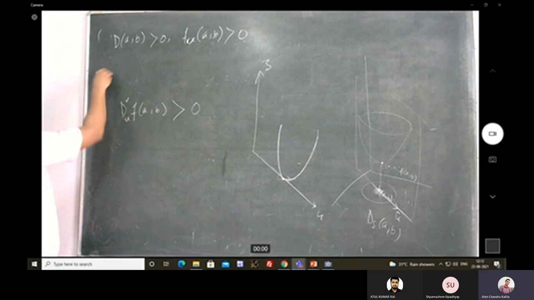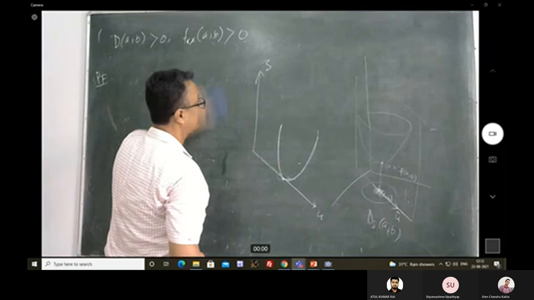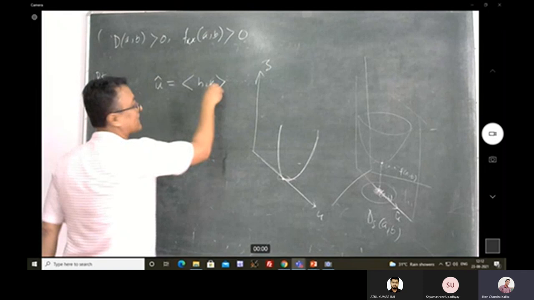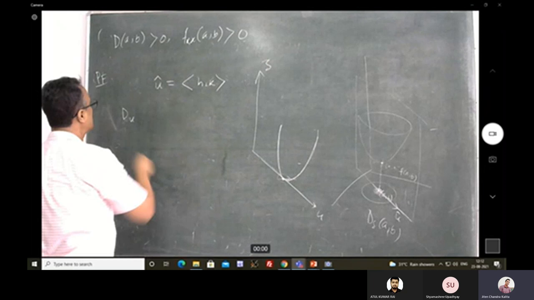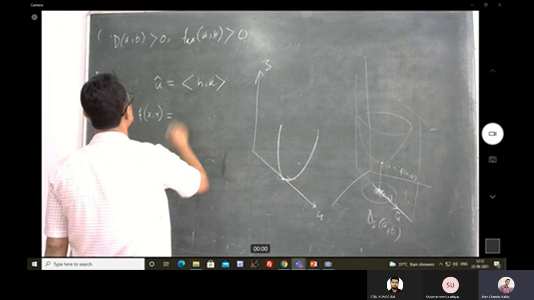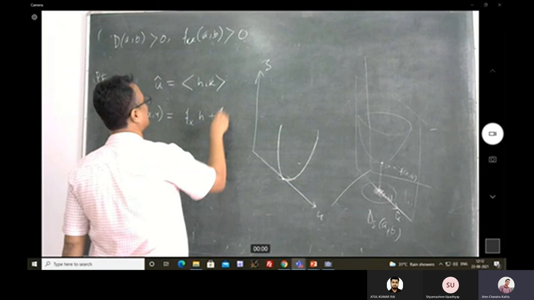Okay, so now let us assume that your u cap is (h, k). So then du f at (x, y) I can simply write like this. It is simply this, right?